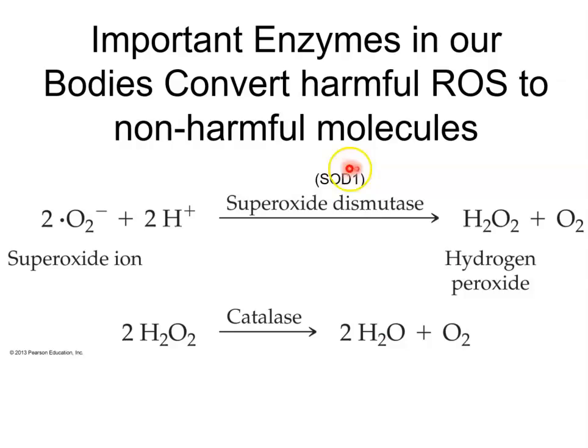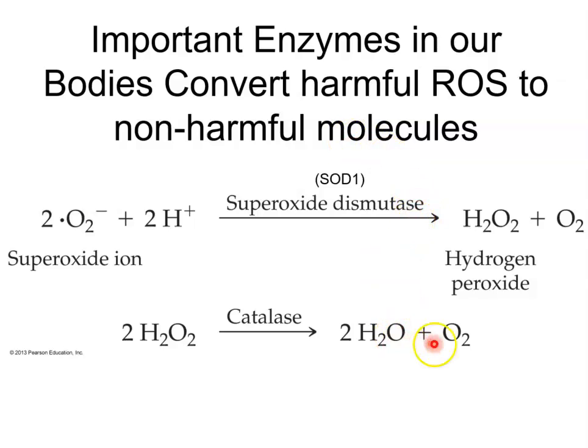SOD1 has actually been found to be important in ALS, or Lou Gehrig's disease. If there's a mutation in SOD1, it's not working effectively, and so it's been found to have neurological effects when this isn't taking care of our reactive oxygen species effectively.